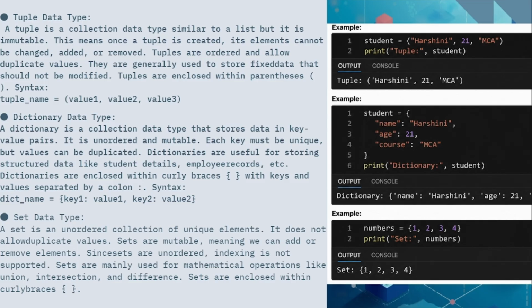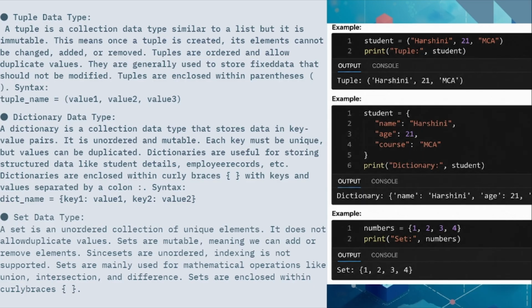Tuples are enclosed in parentheses. Simple parentheses. Here we use simple parentheses; in list we use square braces. What is the syntax? The syntax is tuple name is equal to value 1, value 2, or anything you can give. It can also store different data types, like a list.